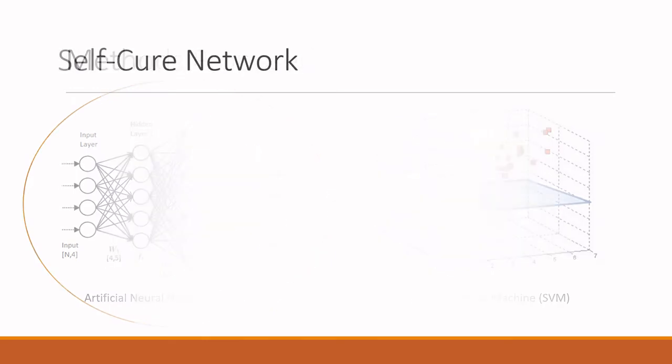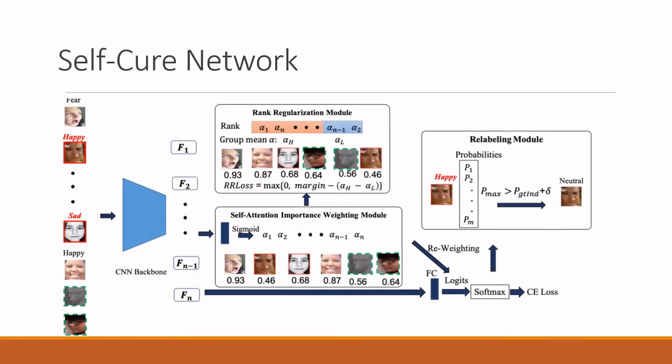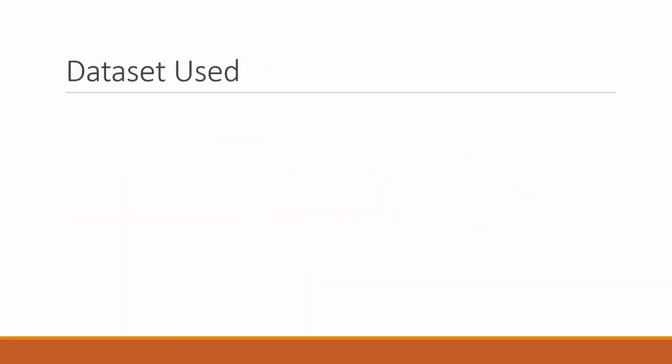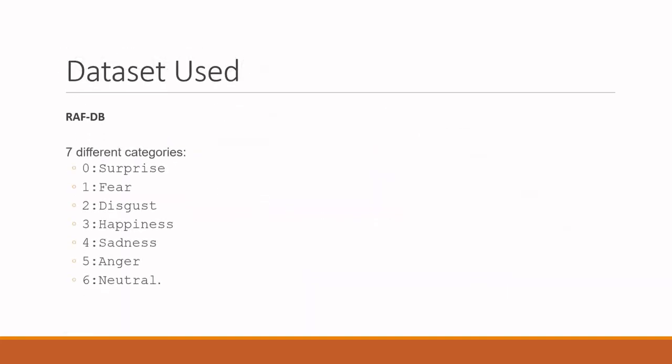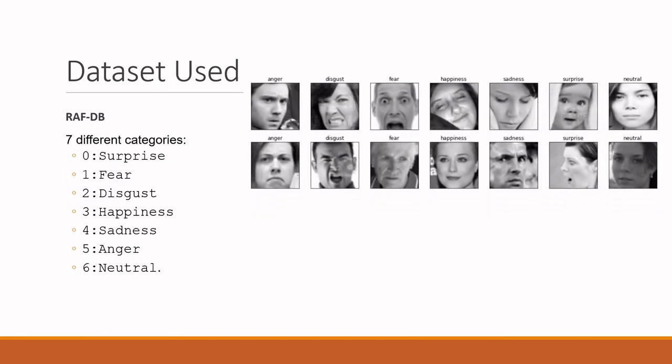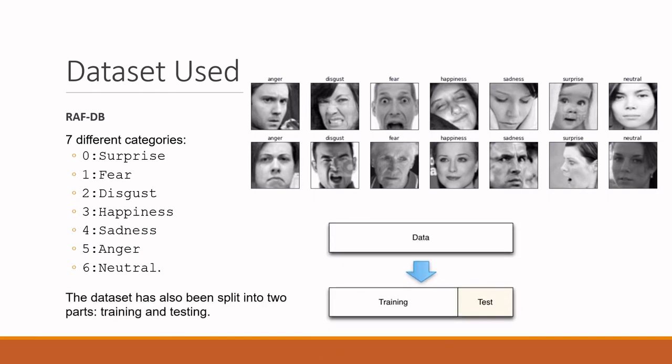After researching several state-of-the-art methods to solve facial expression recognition problems, we have decided to embark on the self-cure network. We first pre-process the facial images of the RAF-DB database into 7 different categories: surprise, fear, disgust, happiness, sadness, anger, neutral. The dataset has also been split into 2 parts, training and testing.